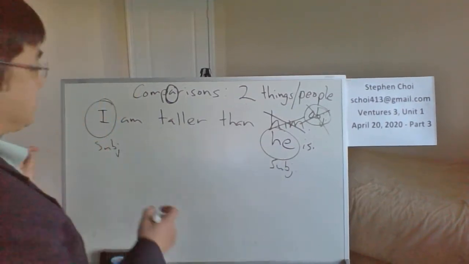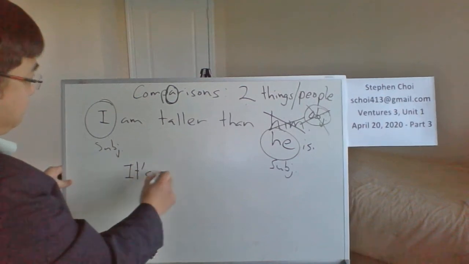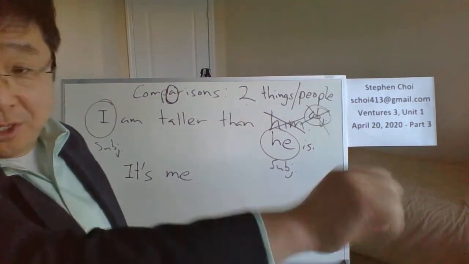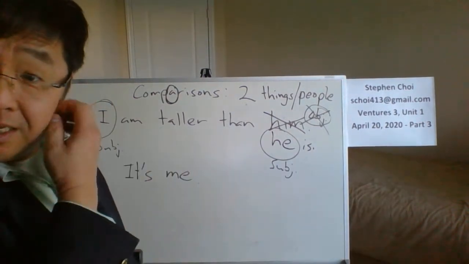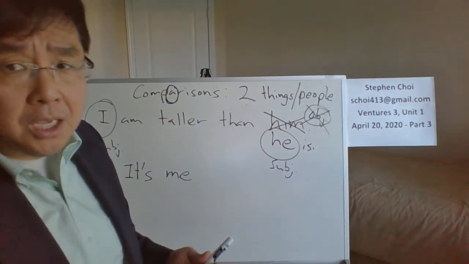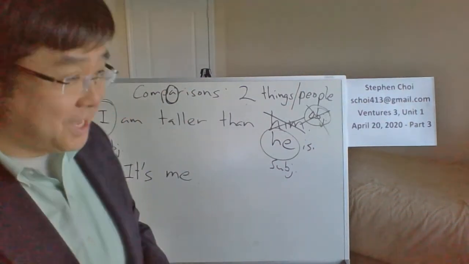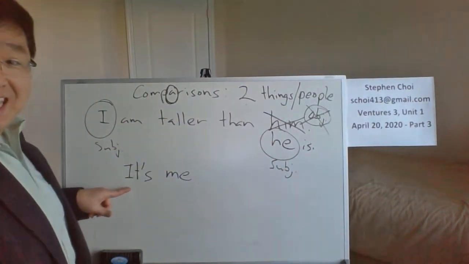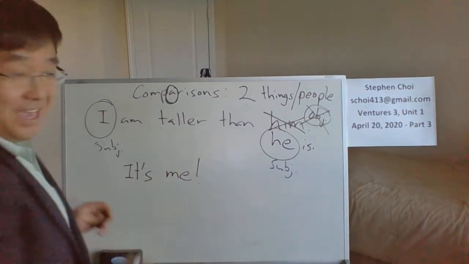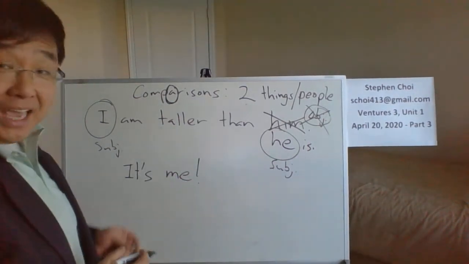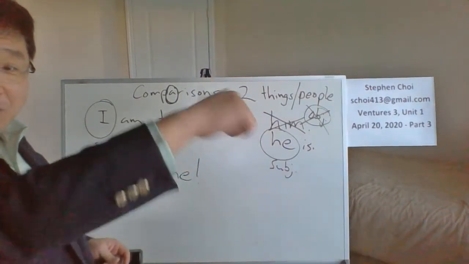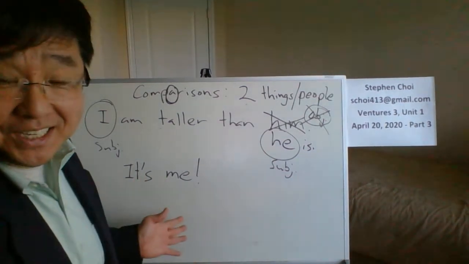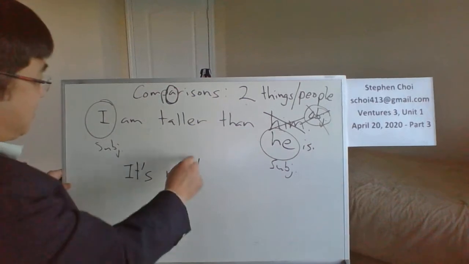So it's like this. Let's say you open the door from the garage to your kitchen, and your mother or your wife says, "Who is it?" And then you say, "It's me." Everybody says it's me. Is that good or no good? That's what everybody says. But grammatically, that is not good.